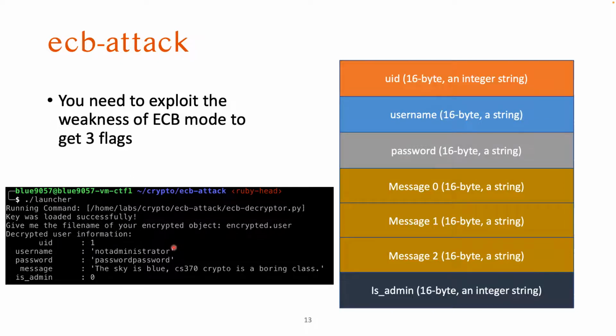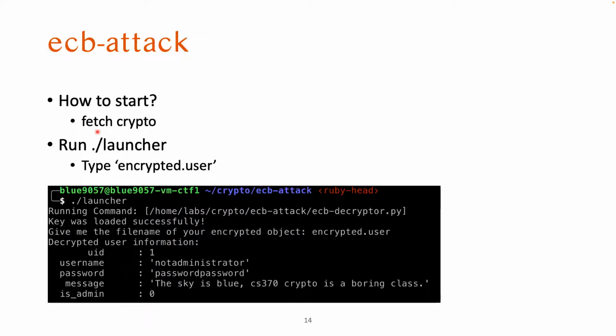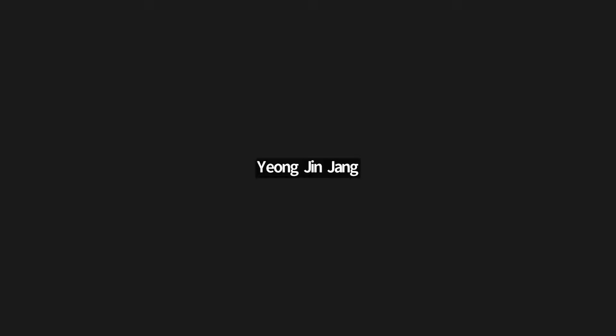To play with this, you need to start with fetch crypto. It will not overwrite the existing data, so you can run it in your home directory where your crypto directory is, and it will create the links for all the new challenges. Then, to run these challenges, when you get to the ECB attack directory, you can just run the launcher. I will just demonstrate that for you.